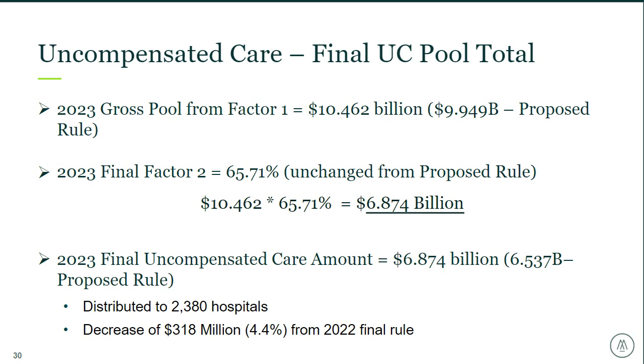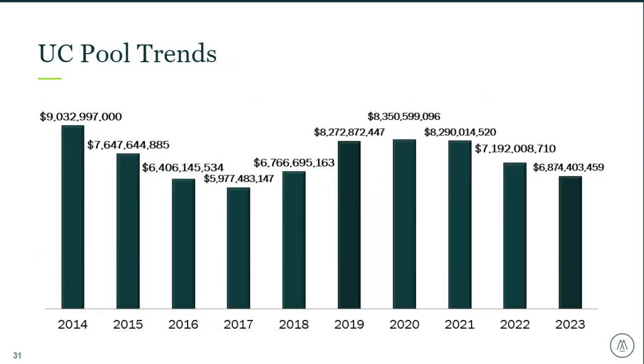On this next slide, you can see from a trending perspective the UC pool. In 2014, it was $9.03 billion, and then steadily declined as the rate of the uninsured declined in the U.S., or at least what was estimated decline using, at that time, CBO data. Since the switch to some new metrics in 2018, and as a result of the changes of the various factors that impact coverage decisions under the Affordable Care Act, the rate of uninsured ticked up in 2018 and 2019, with it basically being flat in 2020 and 2021. And now we see in 2022 and 2023 those big drops from either factor 1 or, for this year, the drop in factor 2 that led to the decrease in the 2023 payments.